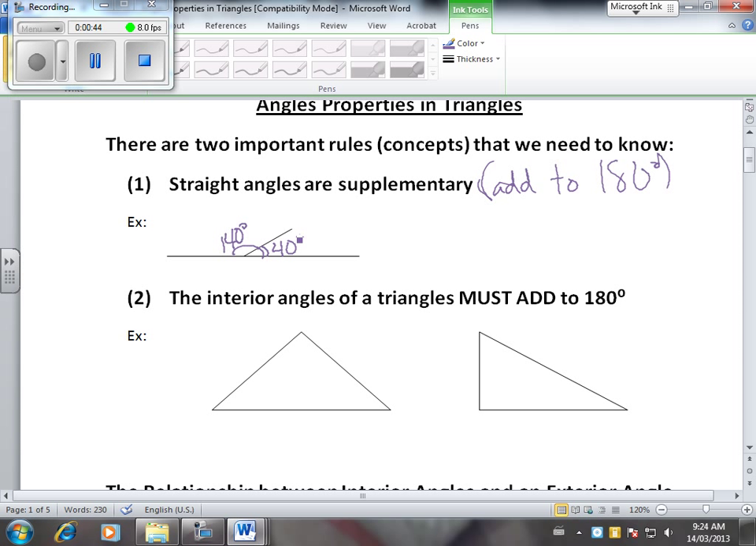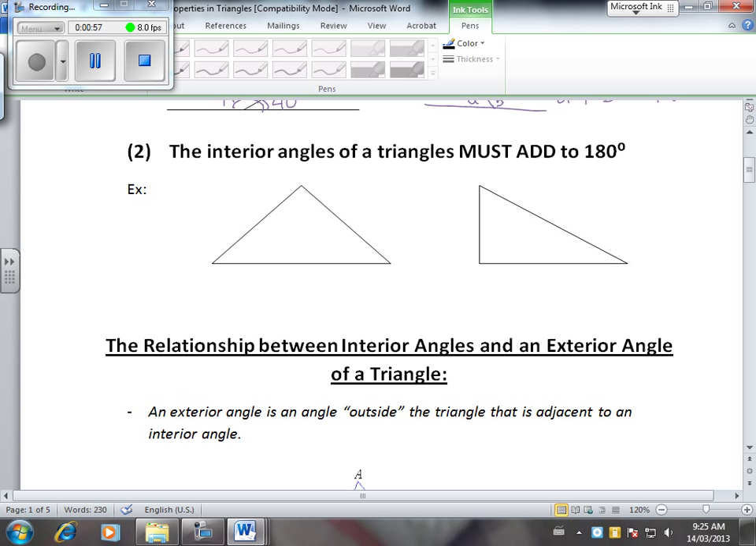Okay, so if you have any sort of angle, it can look like anything, A and B, A plus B has to equal 180. Okay, and then the interior angles of a triangle must add to exactly 180 degrees. Okay, so if we say that this is an isosceles triangle, so we have A, B, C. What do we know about angles A and C? They are equal to each other. So angle A plus angle B plus angle C equals 180 degrees.